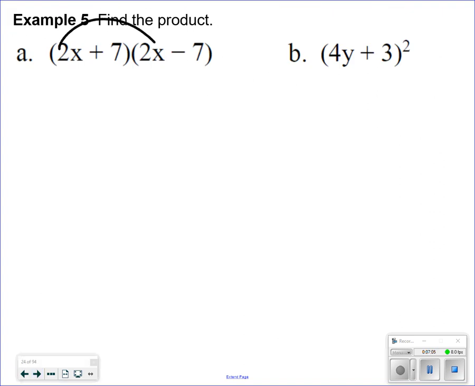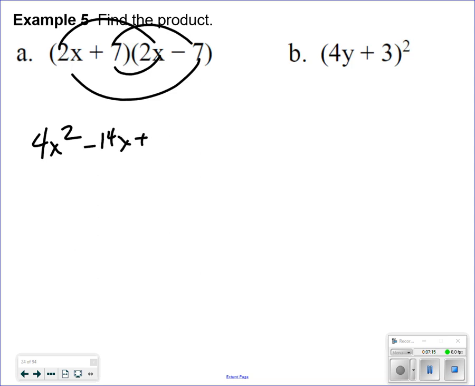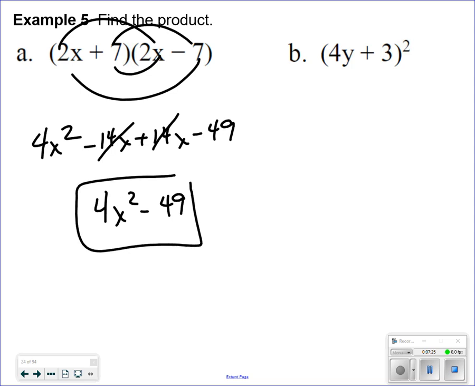Most of you are just going to FOIL this, which is fine. 4x squared minus 14x plus 14x minus 49. And oh, look, because these are differences, they're going to end up canceling the middle. So if you ever have the same binomial, but one's plus and one's minus, it will always end up being the square of the first minus the square of the second.